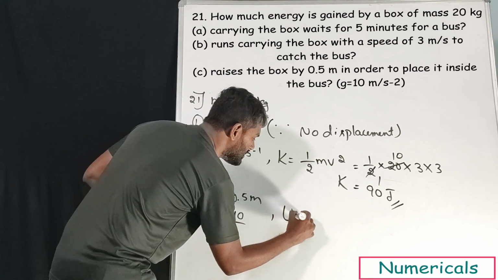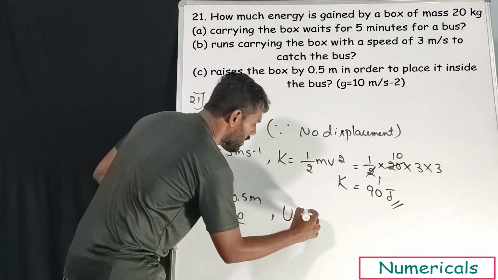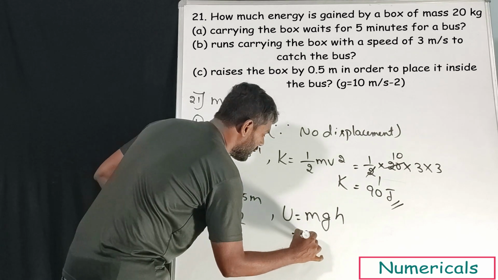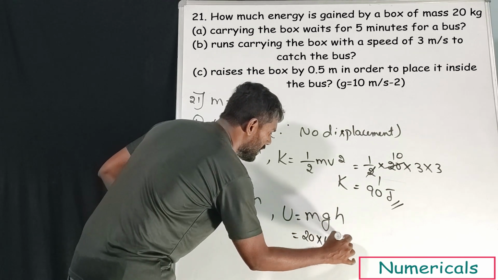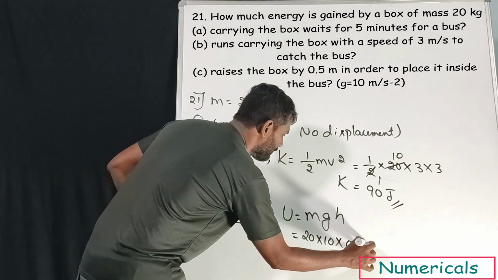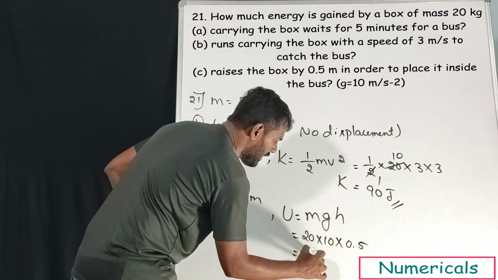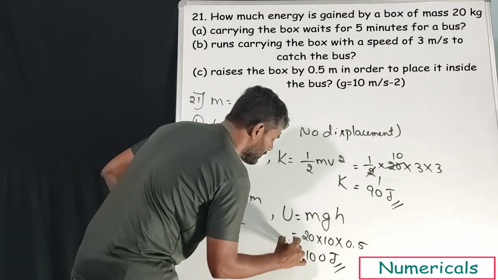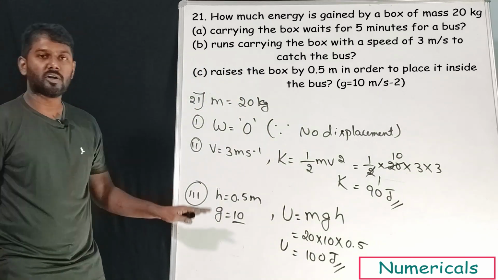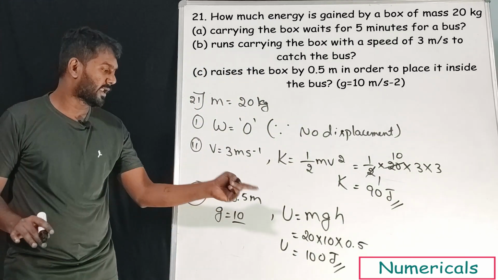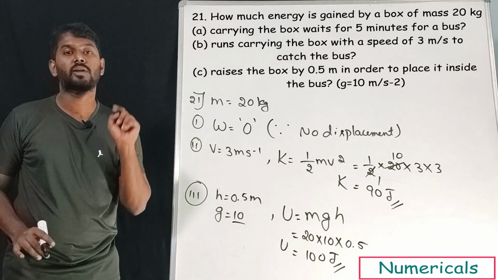So potential energy symbol will be U, formula will be mgh. What is m? That is 20, g is 10, h will be 0.5. Okay, 20 into 10 into 0.5, that will be 100 joules. That's it. So first you need to understand what the given data are. According to that we have to apply the formula and get the answers with the proper unit.